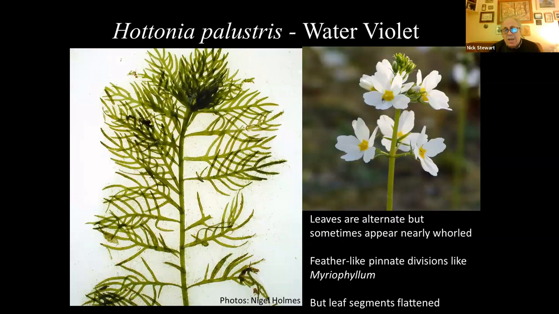Like the milfoils, it has leaves divided in a sort of herringbone, so the pinnate divisions, but differs from milfoils in having staggered leaves. Whereas the milfoils have the leaves in whorls, with the water violet, sometimes the leaves do appear to be in whorls at the tip of the stem, but further down it's clearer that they're staggered on the stem. And of course it has very distinctive white flowers.